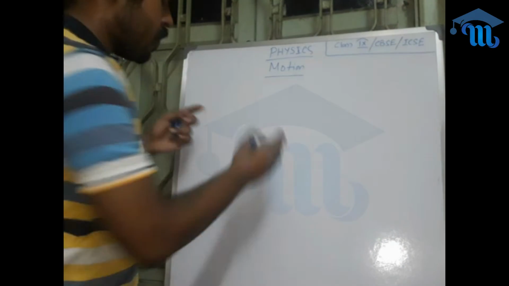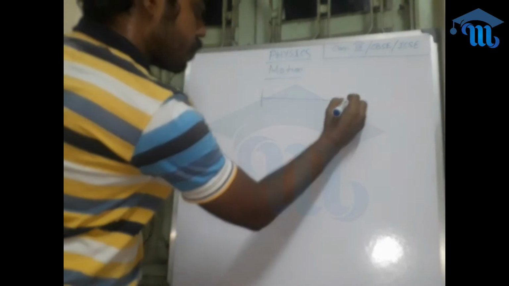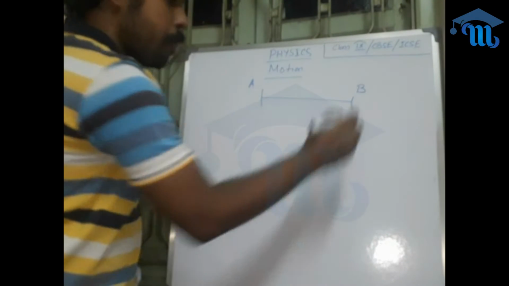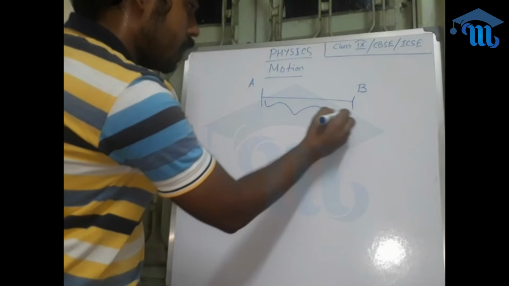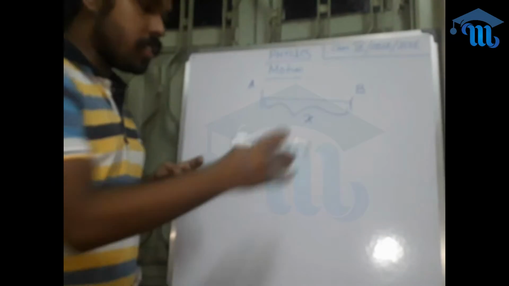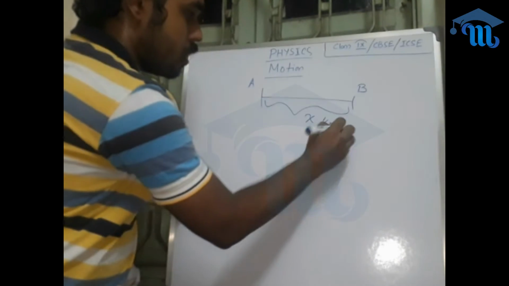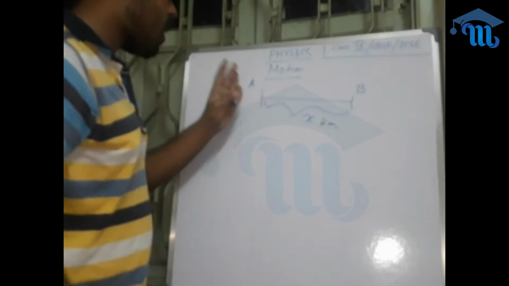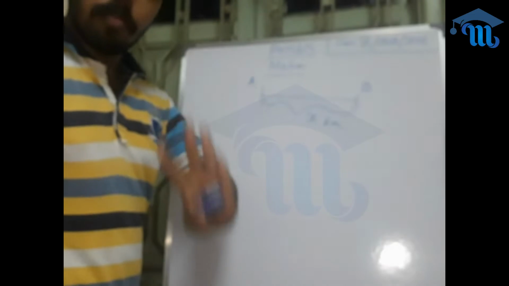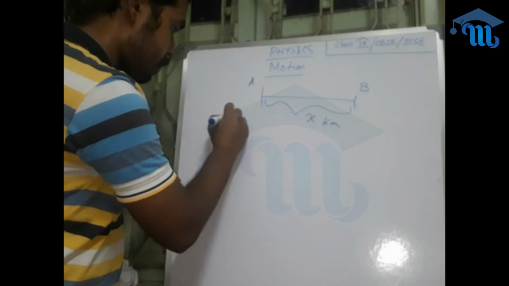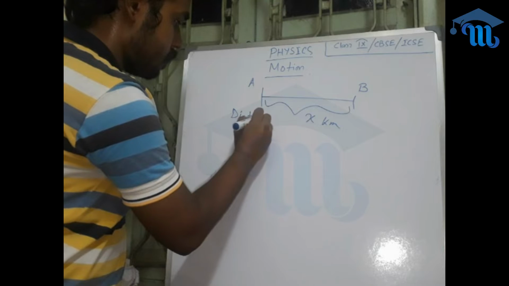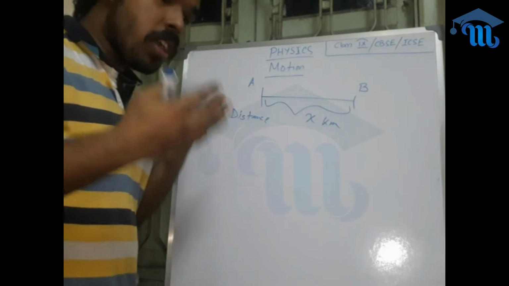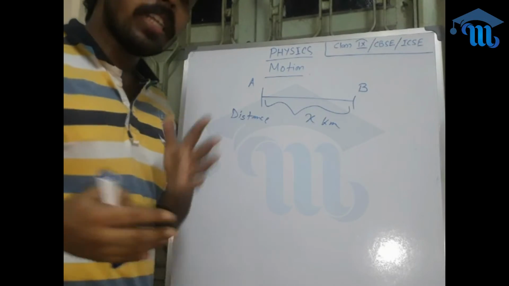The length. If a body starts from point A and reaches point B, then this will be its distance. Consider this is x kilometer. So the body travels x kilometer, starting from point A and reaching point B. This is distance. Now again there is one more important question. What is the basic difference between distance and displacement?